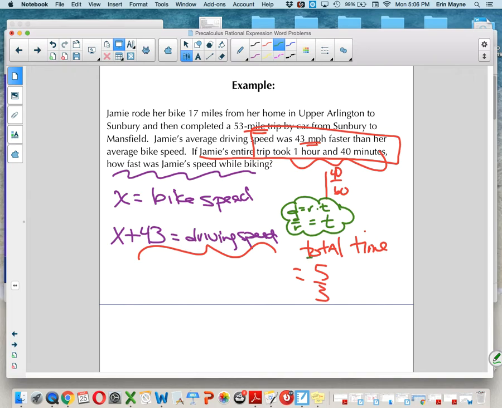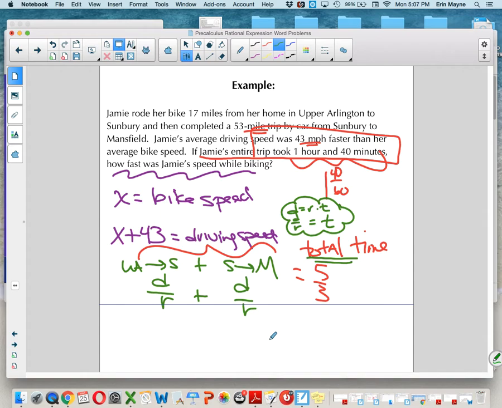So I know my total time. What I need to know is what's being added together. Well, there are two parts to what's being added together: a trip from UA to Sunbury and a trip from Sunbury to Mansfield. This first trip is going to have its own distance and its own rate. This second trip has its own distance and its own rate. Do me a favor, hit pause for a quick minute. If you need to, rewind and listen to that conversation, but before you do, I want to say this summary.